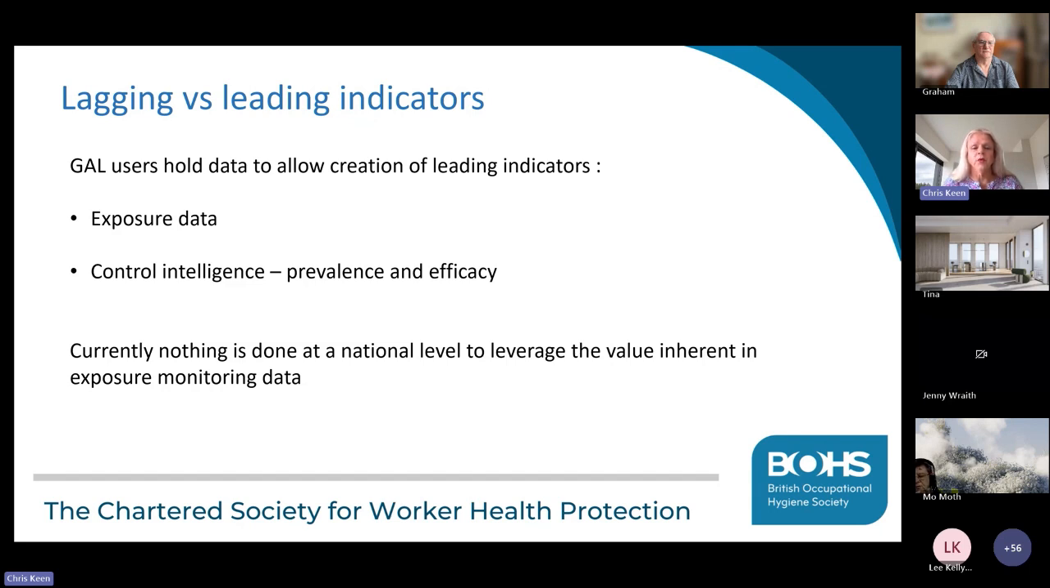Whilst you're doing that monitoring for your individual clients, and no doubt that's providing a great deal of value to them, at the moment we're not doing anything at a national level to link all this data together and to leverage the extra value that exists within all of this exposure monitoring data that our members are generating.